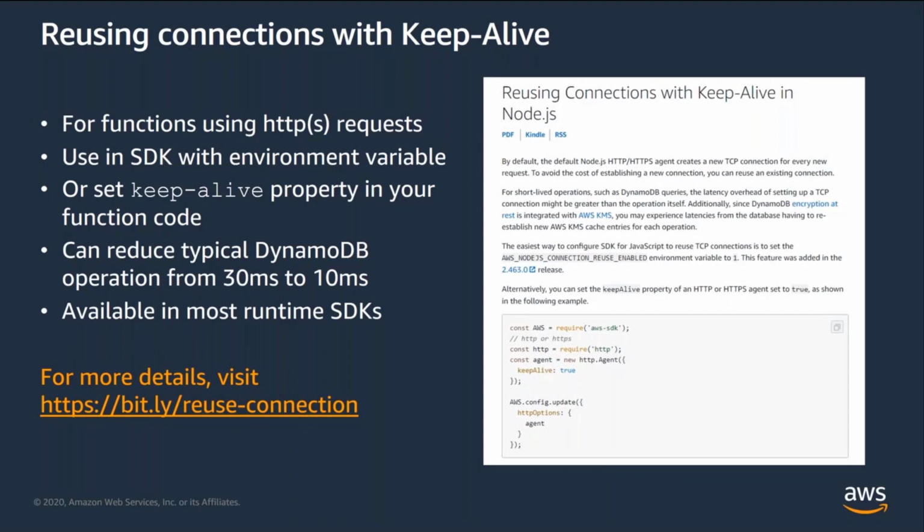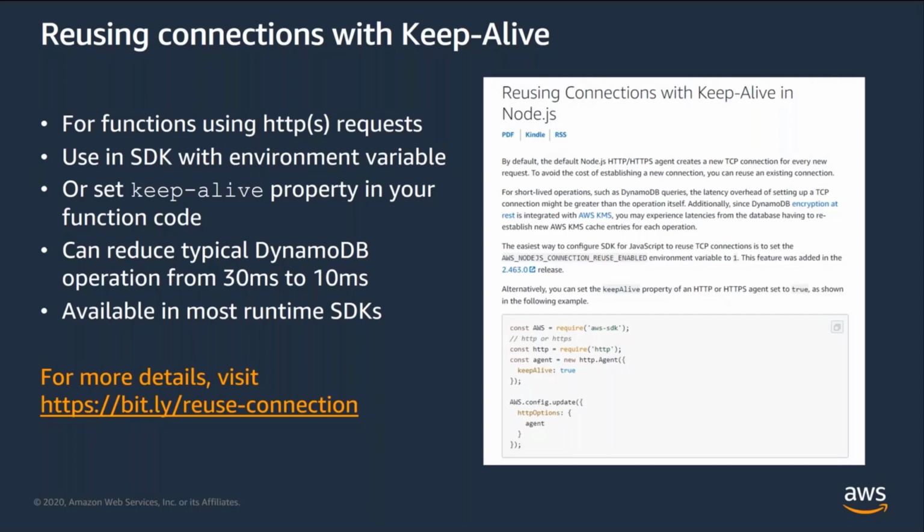If your function makes HTTP requests, one very simple configuration change can improve performance by up to 70%. By default, the HTTP agents for many SDKs create a new TCP connection for every request. You can use the keep alive property so your function reuses this connection on warm starts. There's an environment variable for the SDK, or you can change the setting directly in your code. This example shows the code for Node.js, but there are examples for other runtimes too.